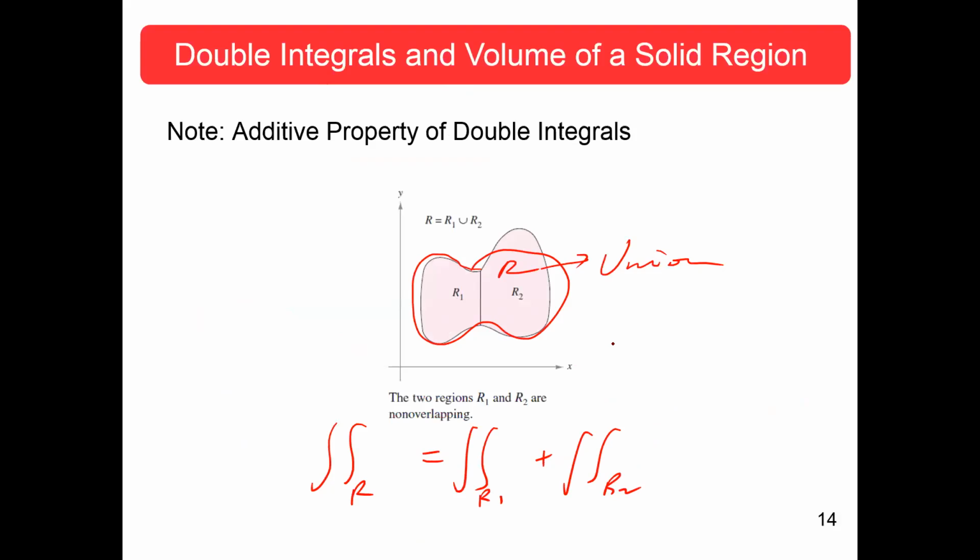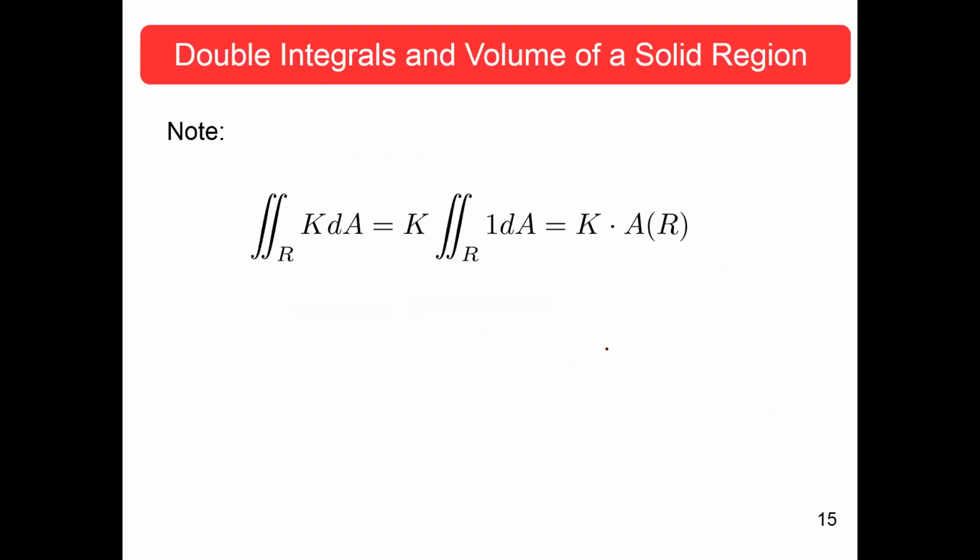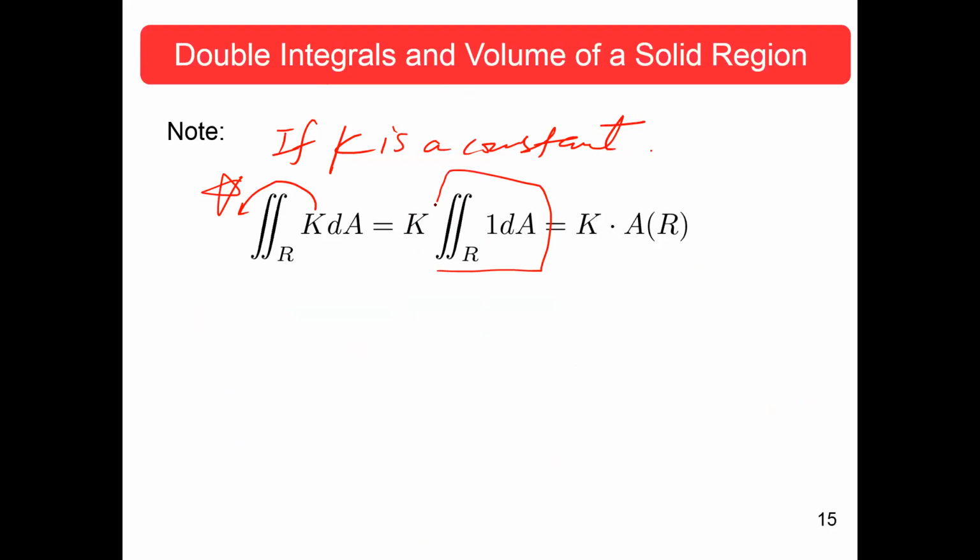Okay, so all of these are pretty simple concepts. The next note is something that you use a lot: the double integral of a constant k. If k is a constant, then the double integral of the constant k dA, of course, I can pull the k out, right? Equals k times the double integral of 1 dA. And we're going to say this part is the same as the area of R.